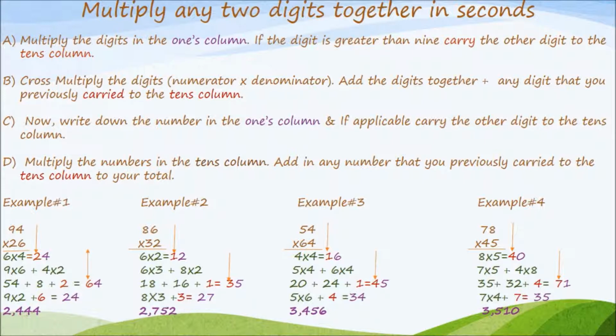Next, we're going to cross multiply the digits, that's the numerator and denominator. Then we're going to add the digits together, plus any digit that you previously carried to the tens column. We'll add that in as well.